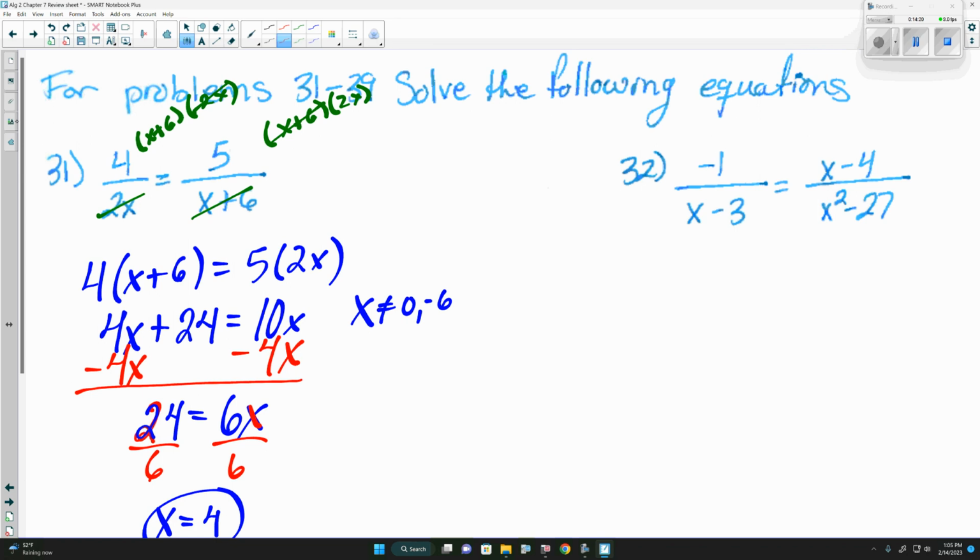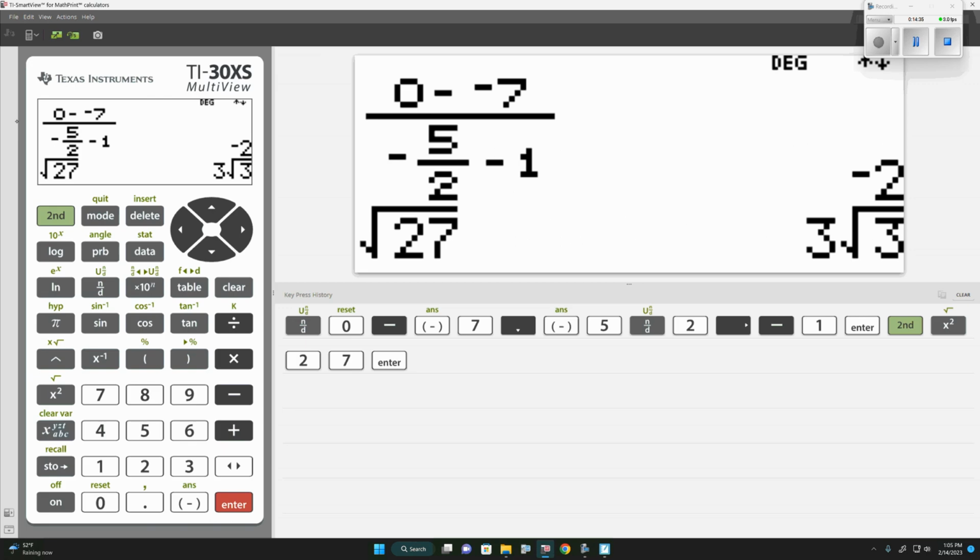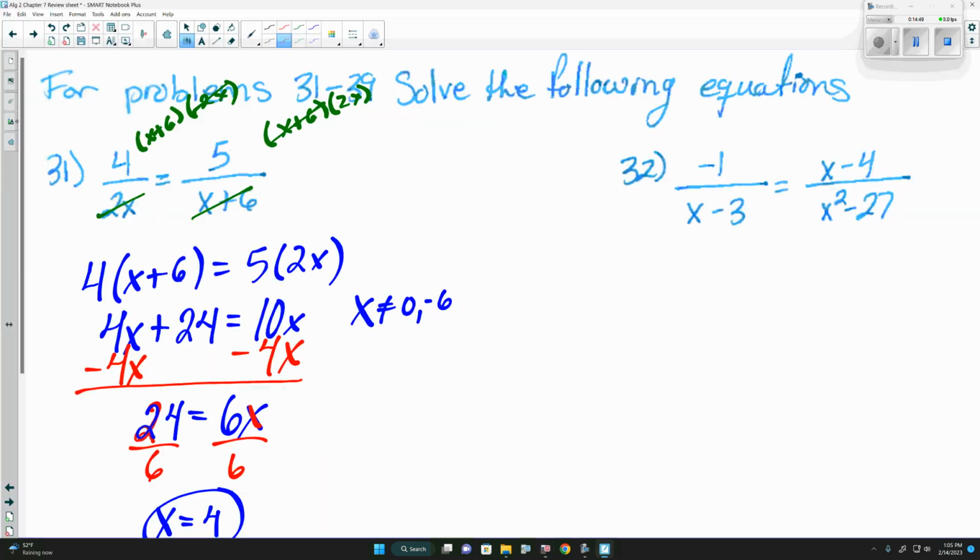Now we need to see if we can factor x squared minus 27. This could be a difference of perfect squares, because x squared is x times x. We just need to see what times itself is 27. We can take the square root of 27 and we get 3 square root of 3. Is that a perfect square? We need this to be a number without a radical, so it's not a perfect square.